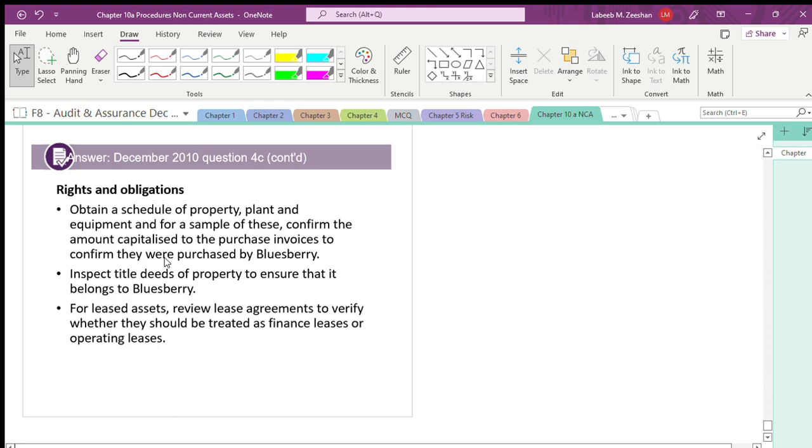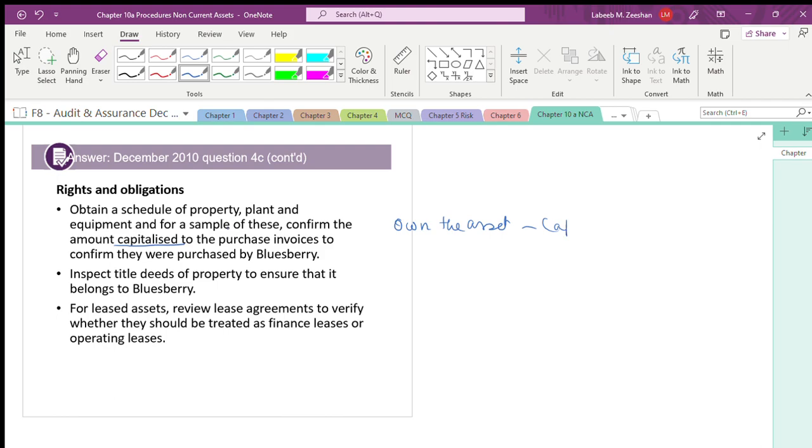Very simple. Obtain what? The rights and obligations. You have to obtain the schedule of property and plant and confirm that it has been capitalized. If you own the asset, then only we are going to capitalize. If you don't own the asset, we will not capitalize. And if you own the asset, you will have the purchase invoice. Inspect the title deeds. If you own the assets, you will have the title deeds, to ensure that it belongs to Blueberry.